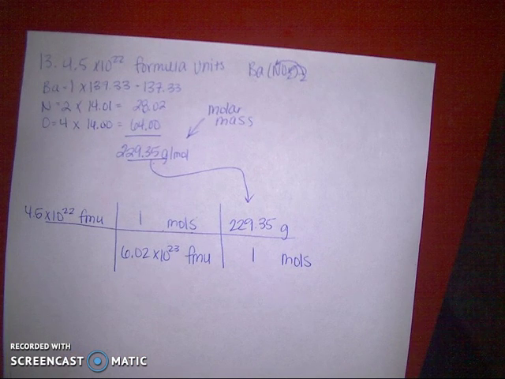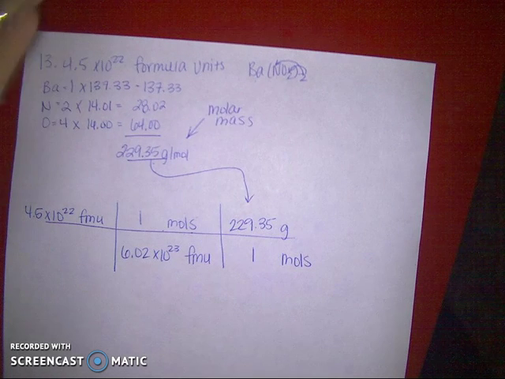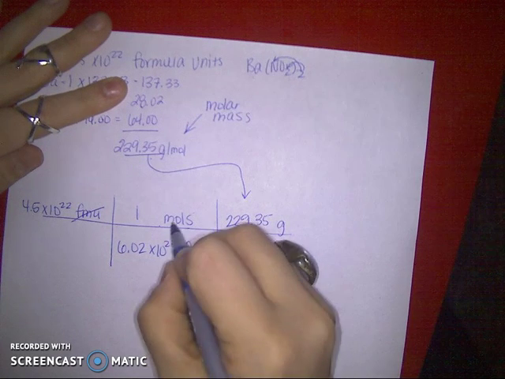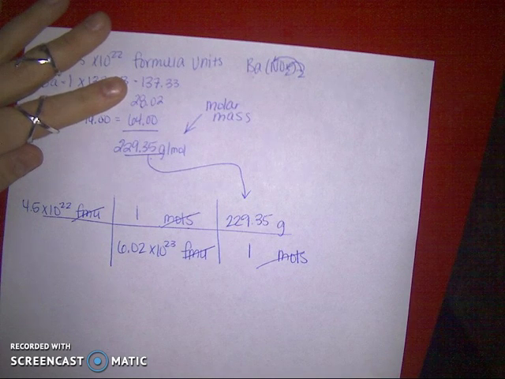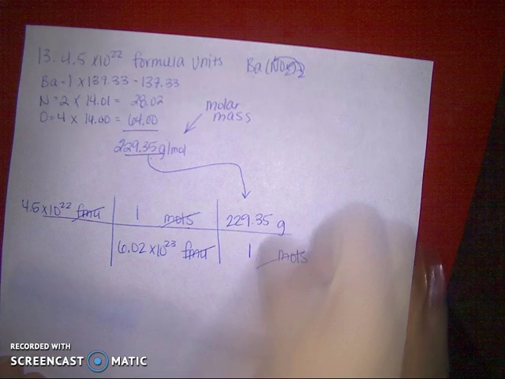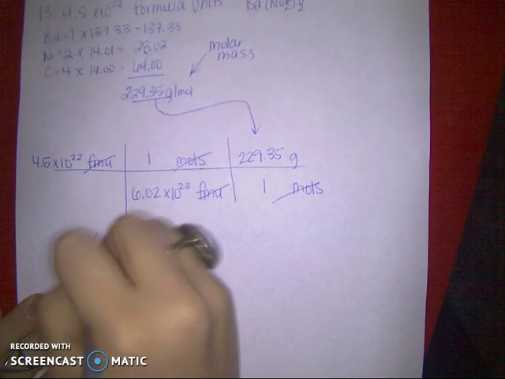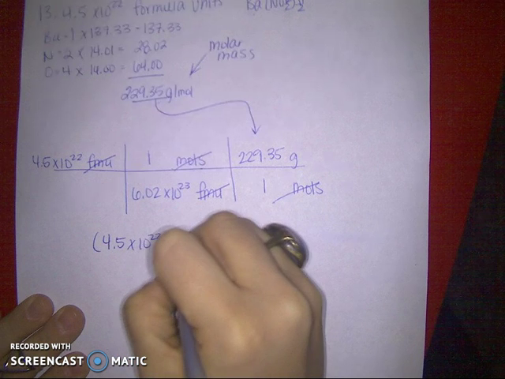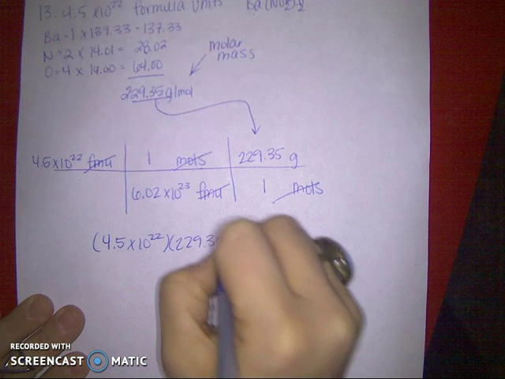After you have all of your numbers and units in the right places, that's when you start crossing out the units that are the same on the top and the bottom. So we're going to cross out FMU and FMU here, and we're going to cross out moles here and moles here. Now all we're left with is to work with the numbers. So we multiply everything on the top. That means I'm going to have 4.5 times 10 to the 22nd times 229.35.